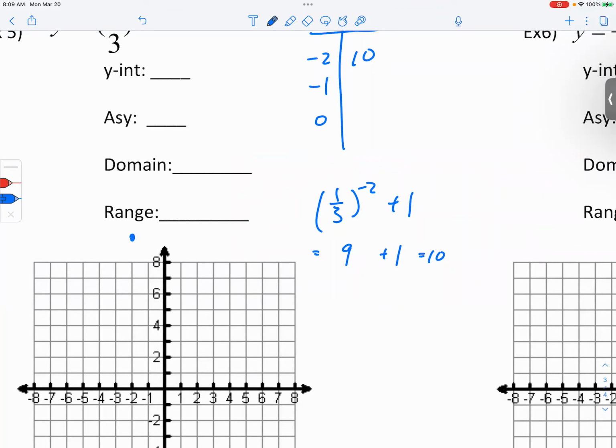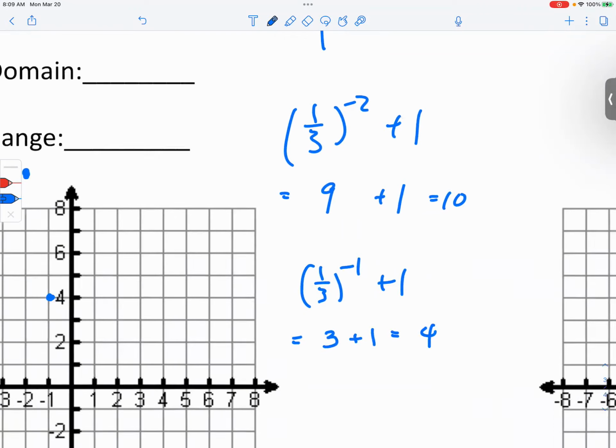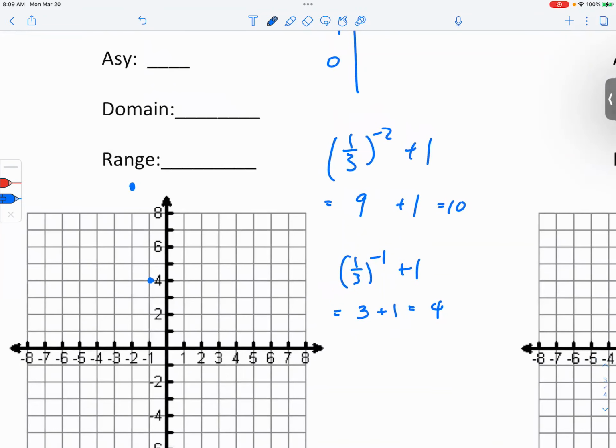Okay, unfortunately. And then 1/3 to the -1 power plus 1. 1/3 to the -1 power is simply 3. So 3 plus 1 is 4. So when x is -1, we have the number 4. And 1/3 to the 0 power plus 1 is equal to 1 plus 1, which is 2.